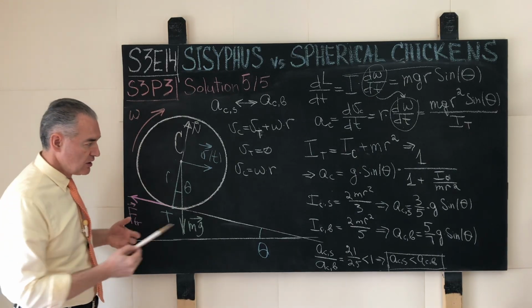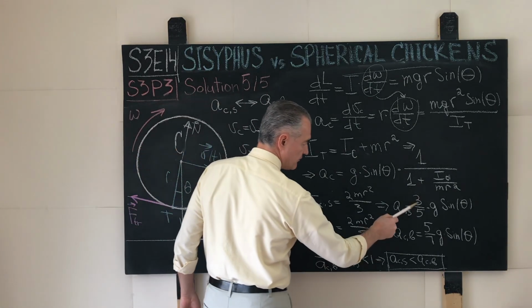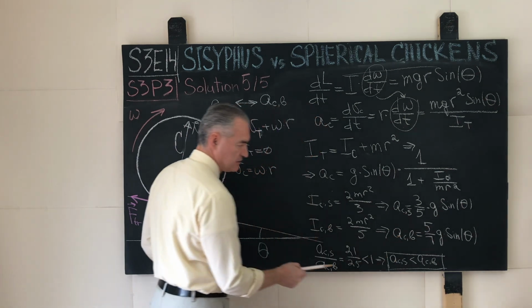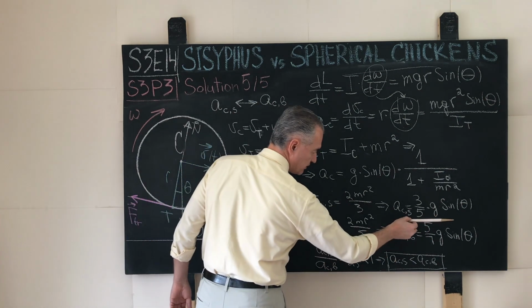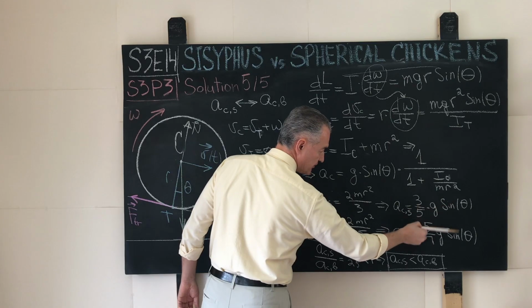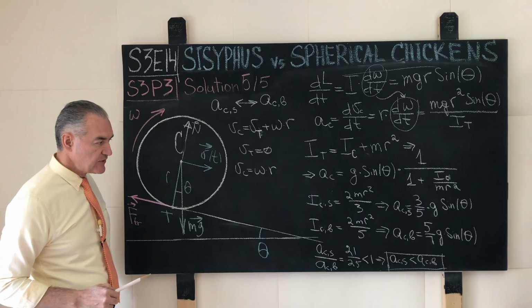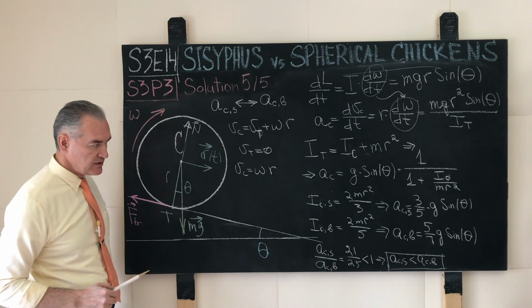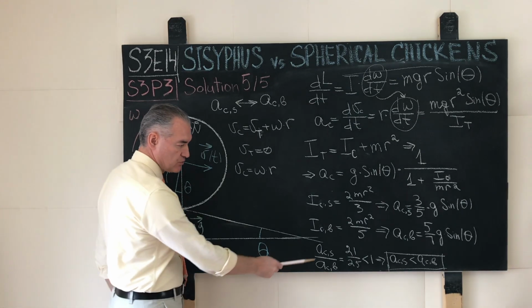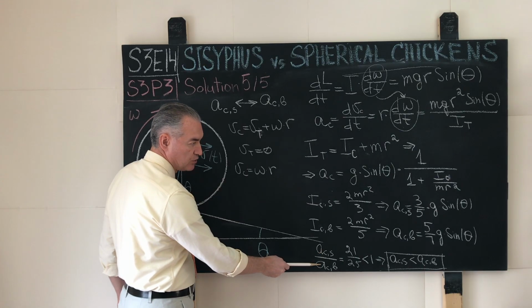Game over. We can either compare 3/5 to 5/7, or we can, as we usually do, construct the ratio to erase the material that does not really affect our experiment in any substantial way. So the ratio of these two accelerations will be what?